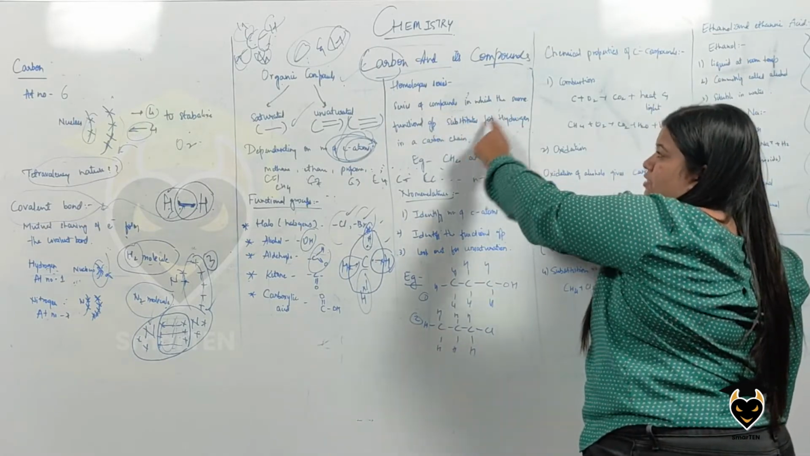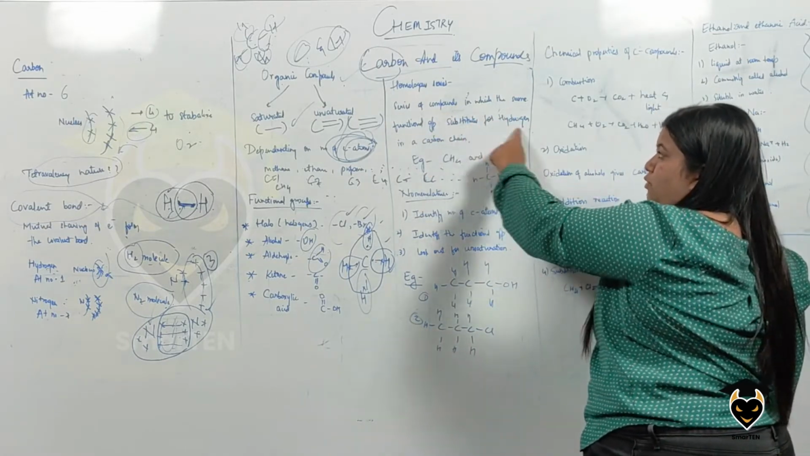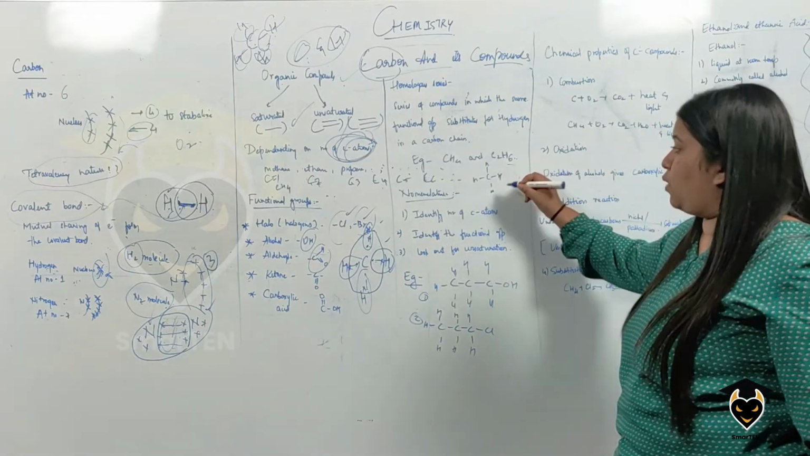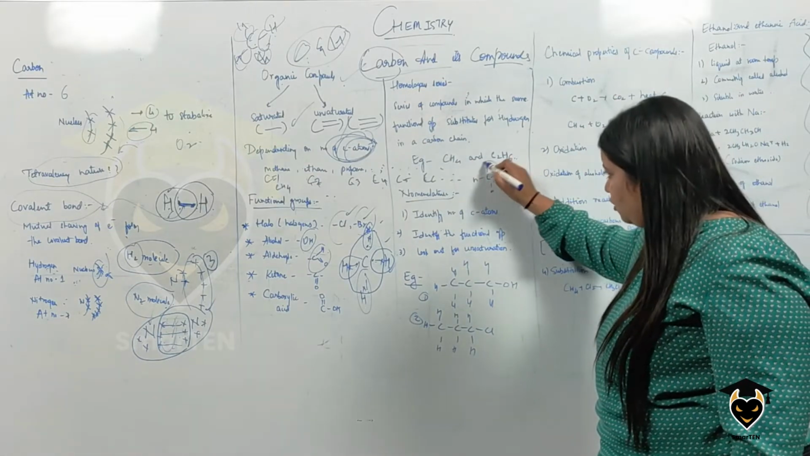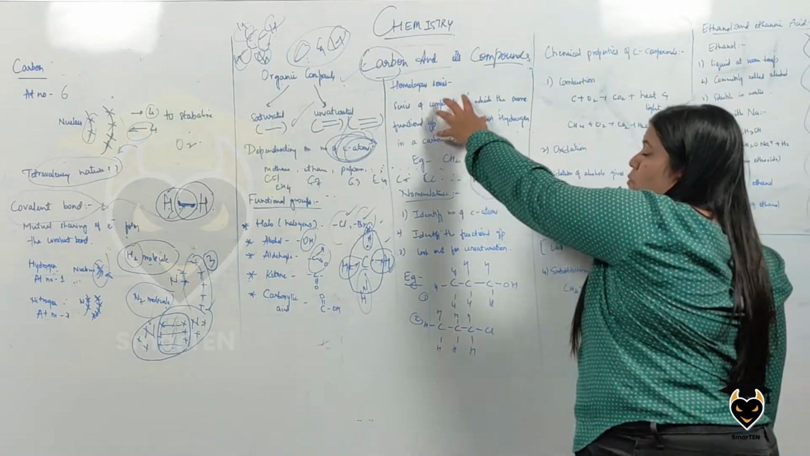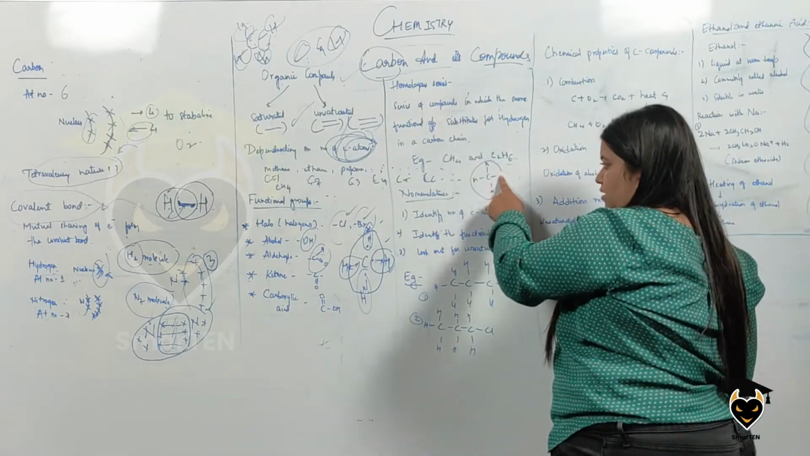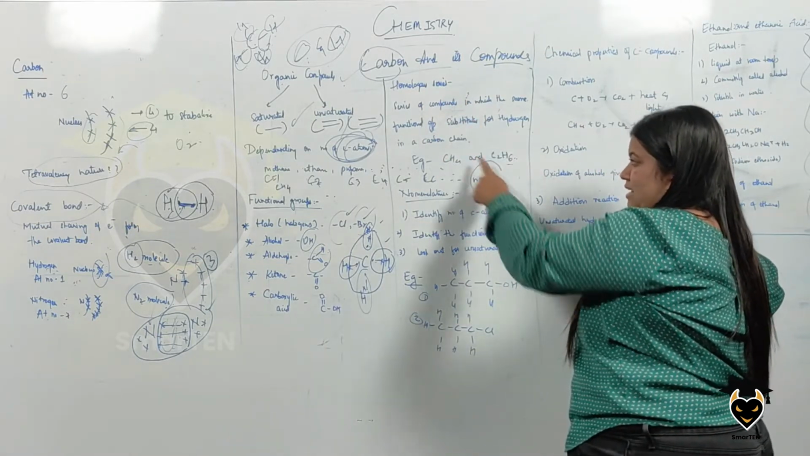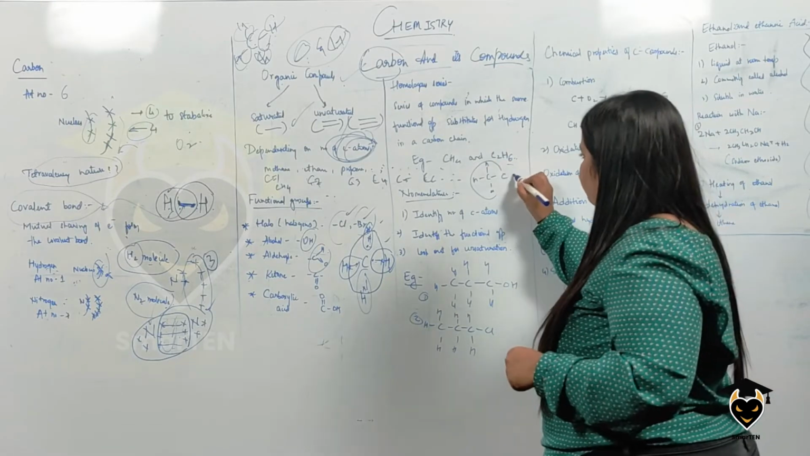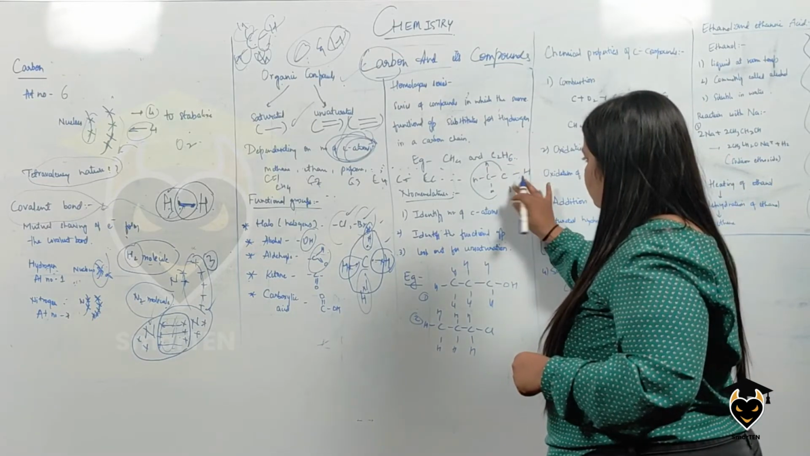A homologous series is a series of compounds in which the same functional group substitutes for hydrogen. What is the functional group here? The functional group is just CH4 only. So what is a homologous series? A hydrogen gets replaced by the same functional group.